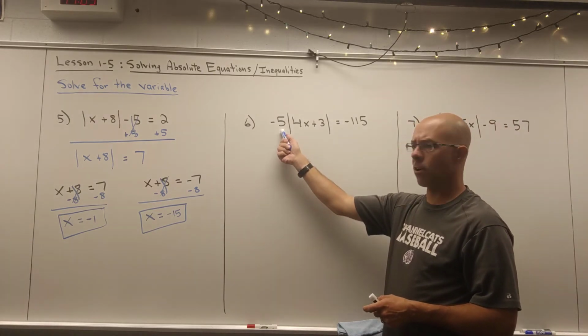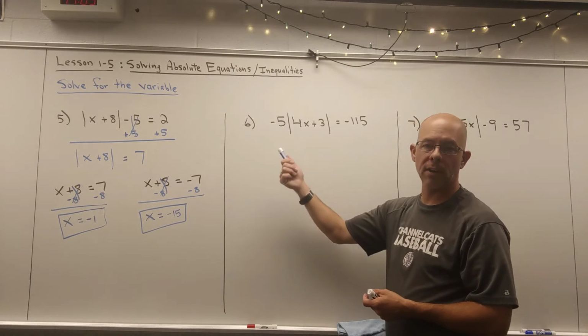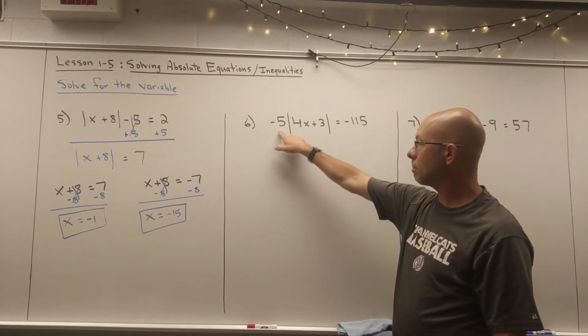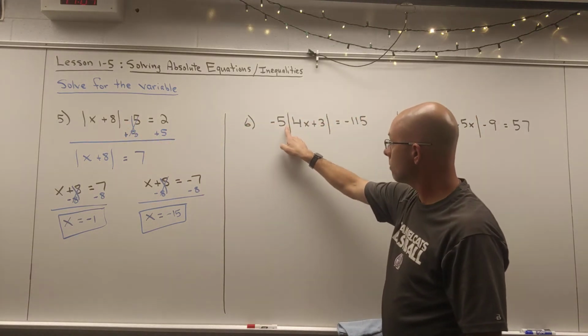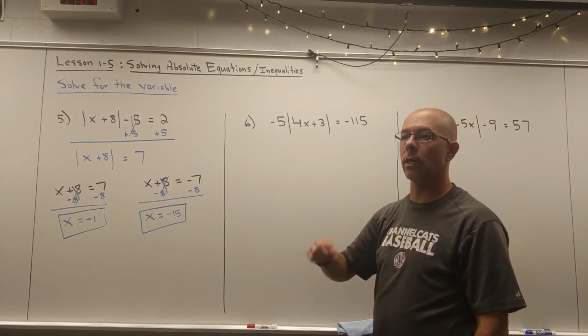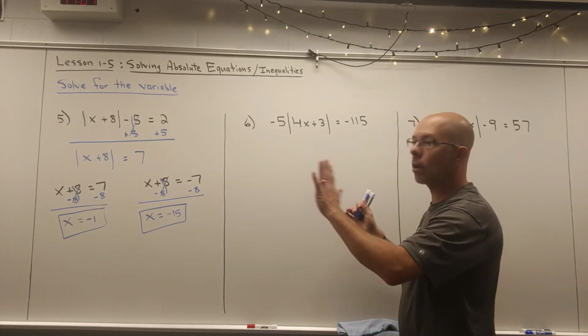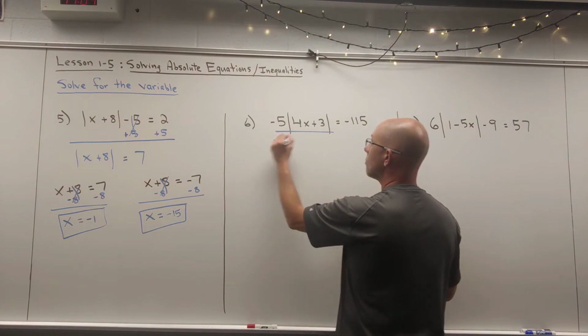Okay? This one. I got a number out front, which implies multiplication. That means to deal with this number, I divide. Don't say, oh, that's minus 5. Let's add 5 to both sides. That's not a plus or minus situation like this was. That is directly in front of the absolute value symbol, which implies multiplication, which to deal with it means divide. So you guys, right off the bat, I am dividing both sides by negative 5.